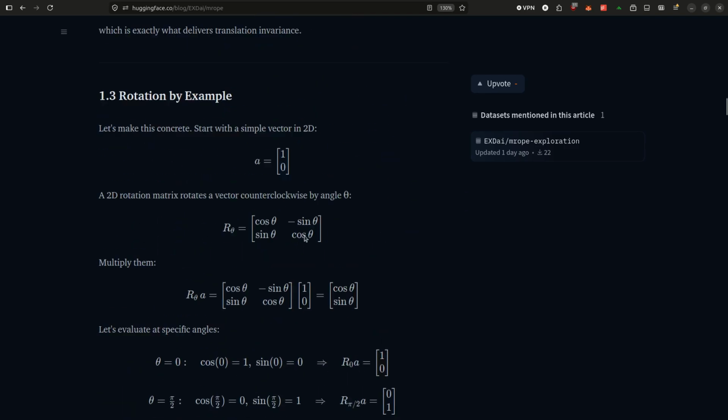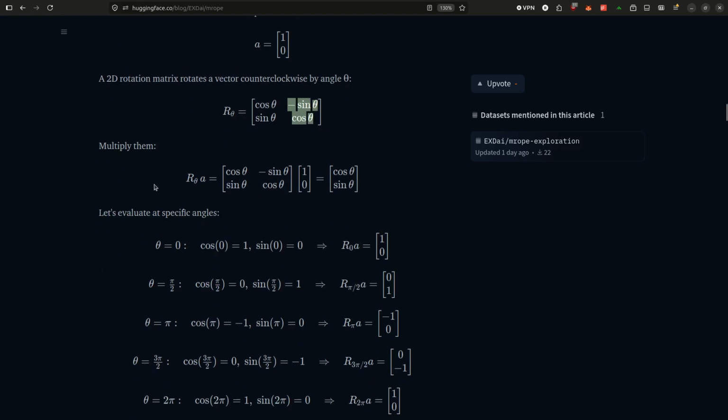And the way you write a 2D rotation matrix that rotates any given vector by theta degrees is this. You create a 2 by 2 matrix: cosine theta, sine theta, minus sine theta, cosine theta. This is a rotation matrix which will rotate this vector by this angle theta. All you have to do is multiply them together. So this matrix times A will give you the new vector, the rotated vector.